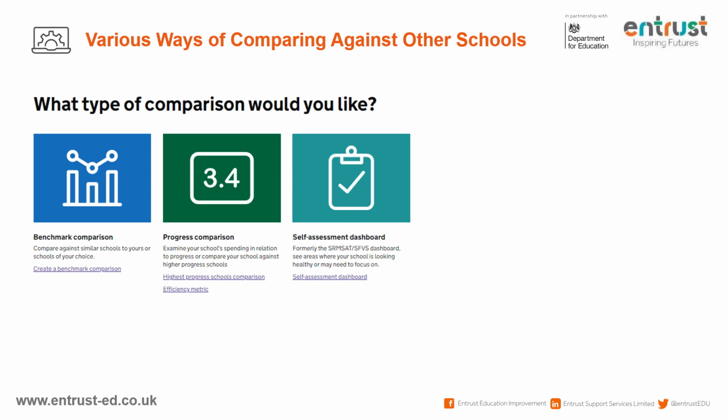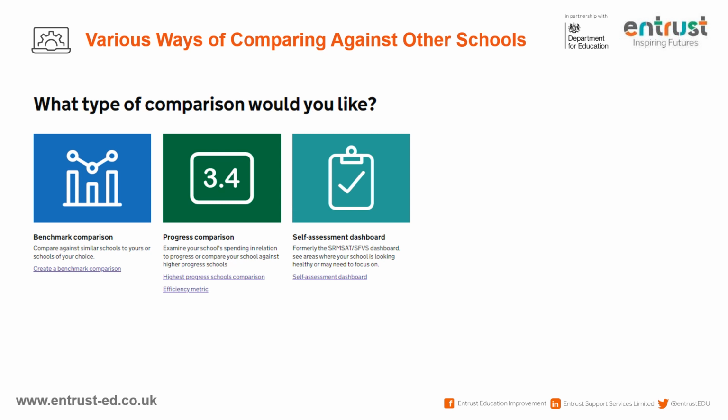There are 3 types of comparison options available on the benchmarking website. The benchmark comparison allows schools to carry out a quick comparison to similar schools using pre-selected criteria, or schools can choose their own criteria. A school may place greater emphasis on one characteristic and would like to highlight that particular area. Schools also have the option of doing a manual comparison by inputting a name or location.